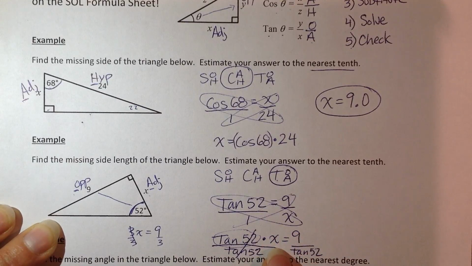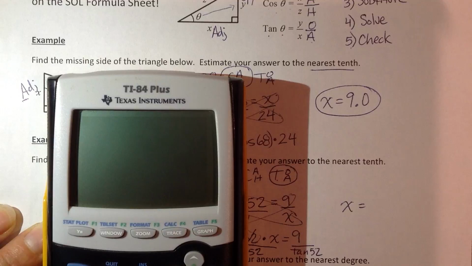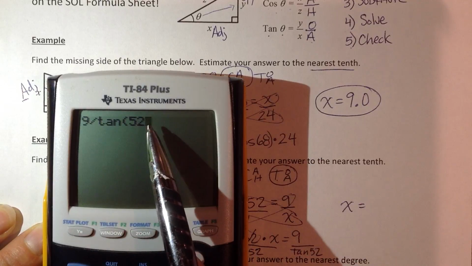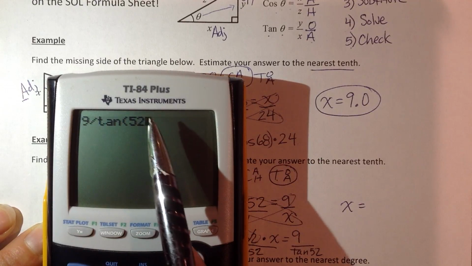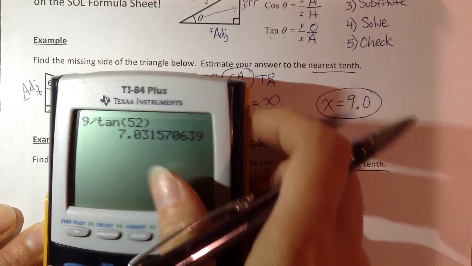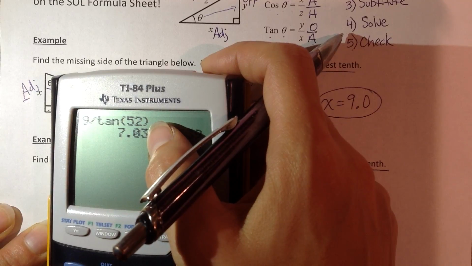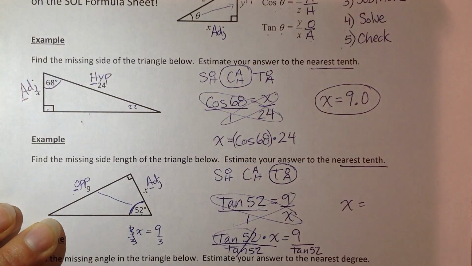It's going to leave x equals, and then I go to my calculator and I'm just going to enter this fraction. What does it equal? 9 divided by tangent 52. Because the parentheses here is the end, if I don't close the parentheses, it's not going to mess anything up, but it's just good habit. Go ahead and close your parentheses. Nearest tenth. I look at the next number. Oh, 3. That's small. So I'm going to leave it at 7.0.